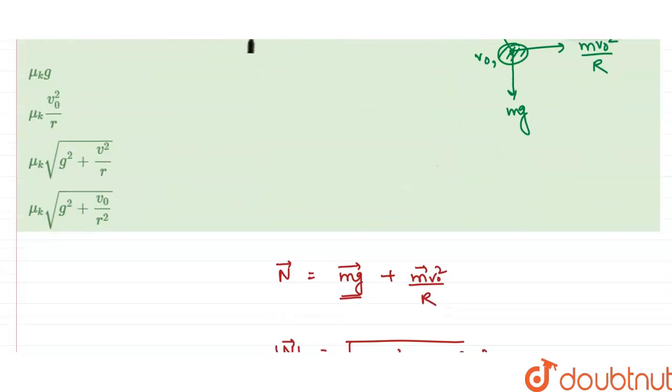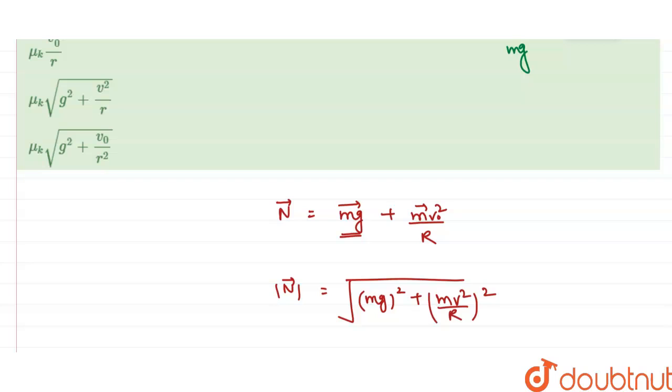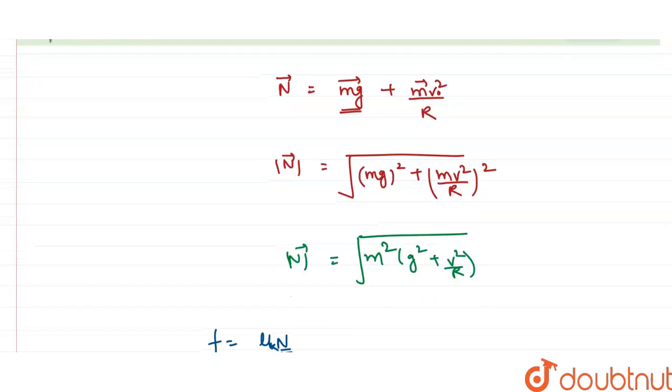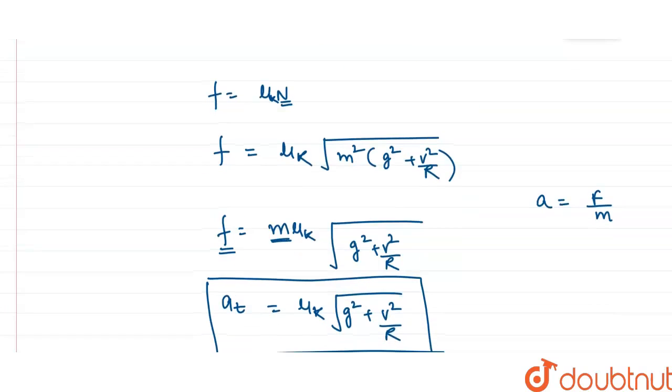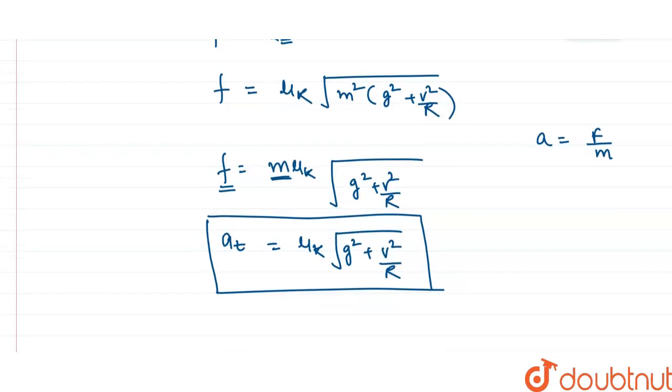The last option, mu k under root g square plus (v naught square upon r) square, because the velocity is given as v naught, so there is v naught everywhere in the solution. So this is the answer.